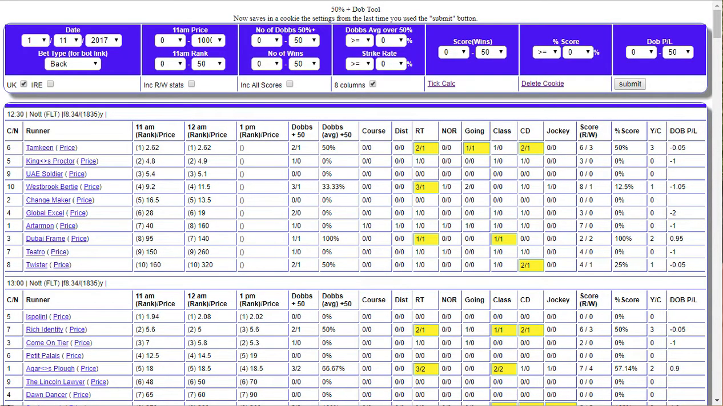So it hasn't been too long since the last one, but this one I've added a few more pieces of information for you to have a look at. Well, in fact, I've created more filters than I have anything else. So we've got the 12 AM price in there now and the 12 AM rank, which allows you to see how the prices have differed from the 11 AM.